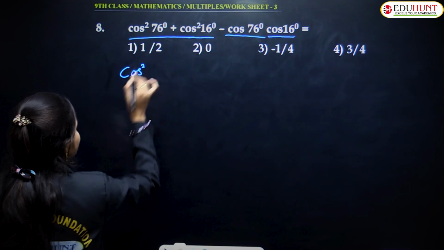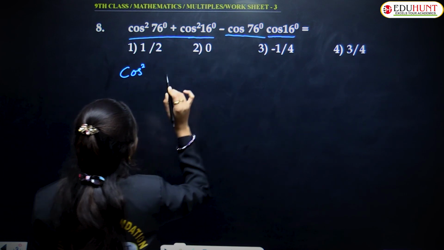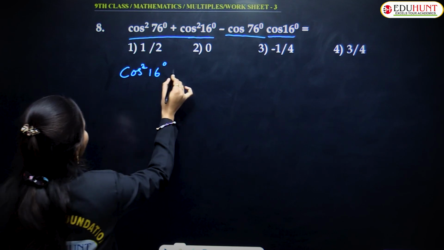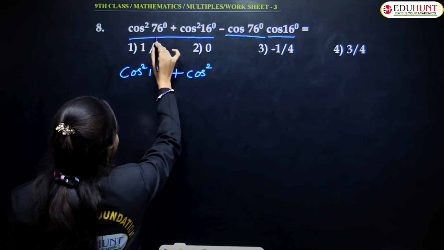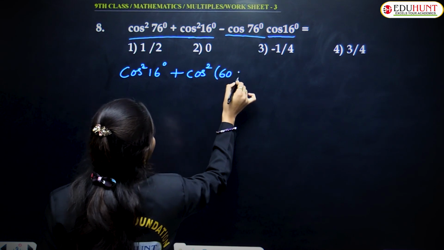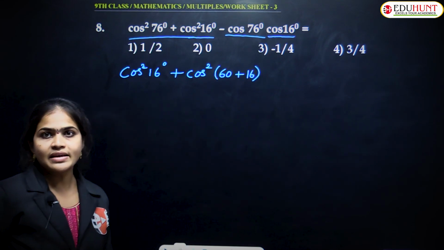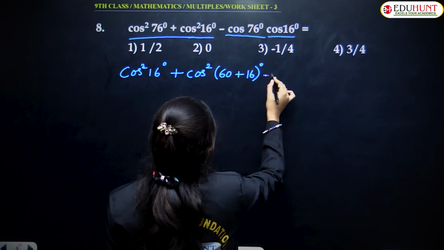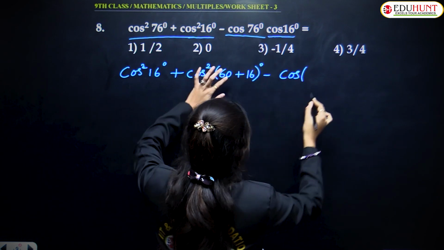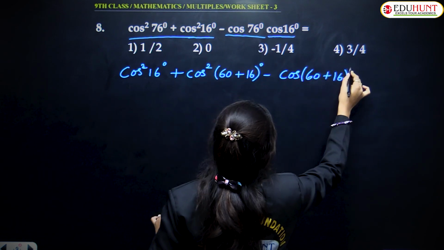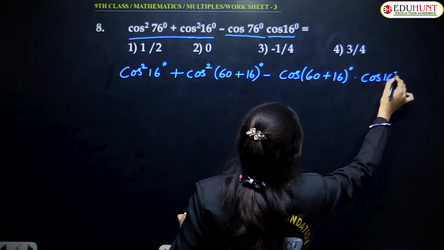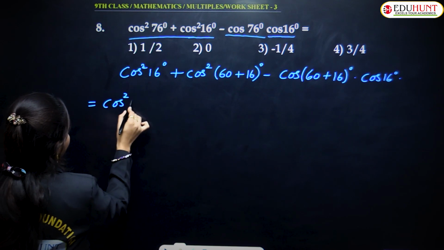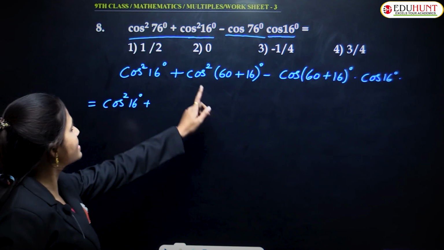Cos square 76 degrees. Before that, cos square 16 degrees is given. So first I am going to write cos square 16 degrees, plus cos square 76, which can be written as 60 plus 16. Shall we write like this? 76, 60 plus 16 is equal to 76. Minus cos, here also 76 we can write as 60 plus 16 degrees, into cos 16 degrees. Am I clear?